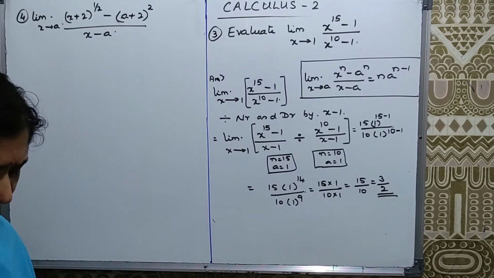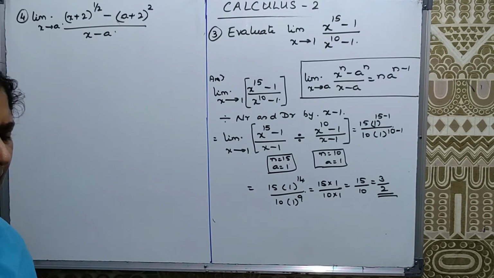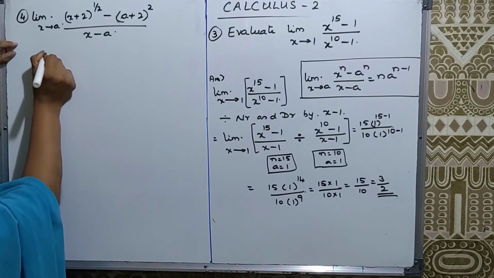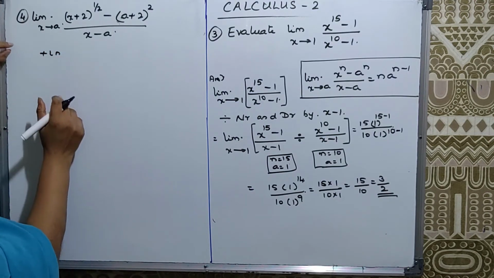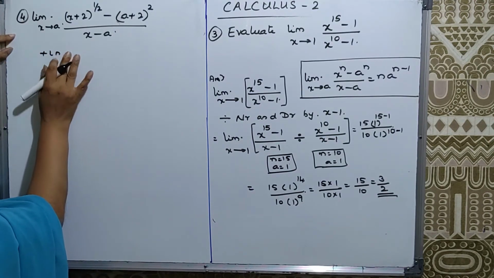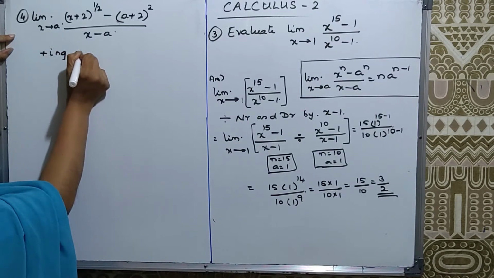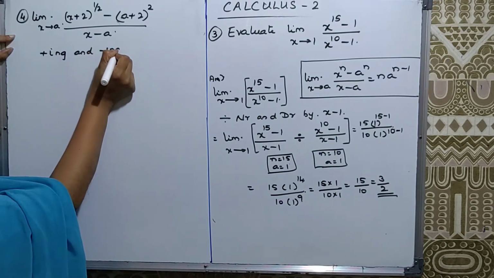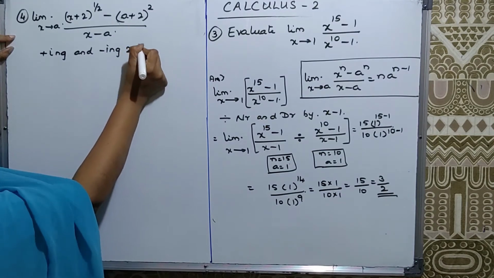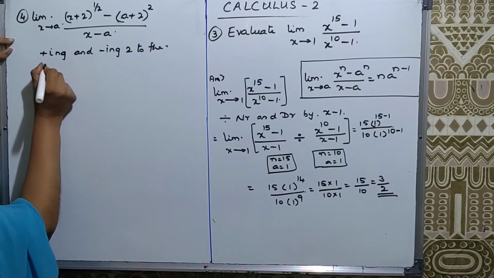Now in this case we are adding and subtracting. We can add and subtract 2 to the denominator. So I'll write here adding and subtracting 2 to the denominator.